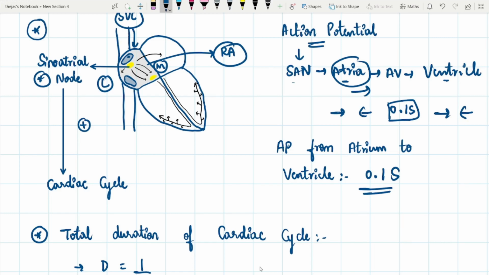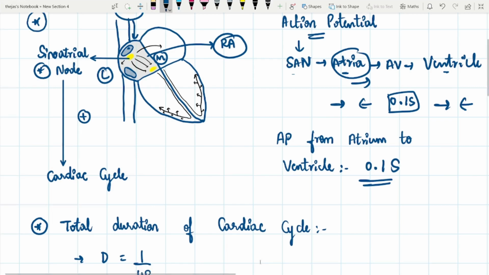Why is this delay important? Because when there is a delay, the ventricles will fill to a sufficient amount. If there were no delay, the ventricles would have contracted early or along with the atria, and then there would be no chance of filling blood. First the atria contract and then the ventricles contract with a delay of 0.1 second. The need for this 0.1 second delay is the sufficient filling of blood in the ventricles.